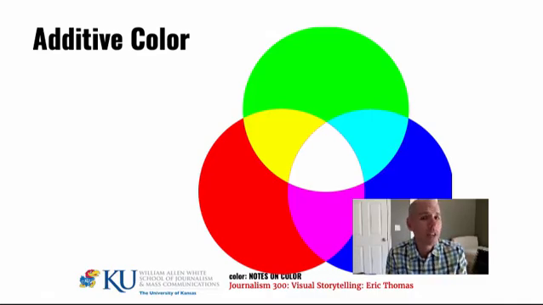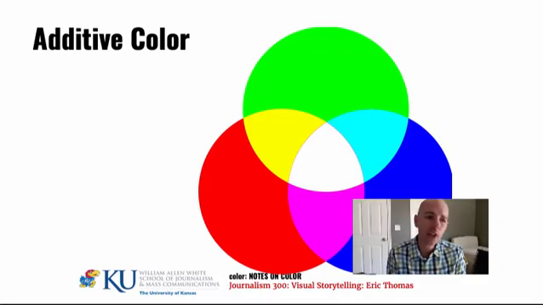So where do we see this in our lives? We see this in the monitor that you're looking at, the cell phone screen that you would look at, the projector if we were back at KU and looking at it on a projector. All of those things are projected additive light.